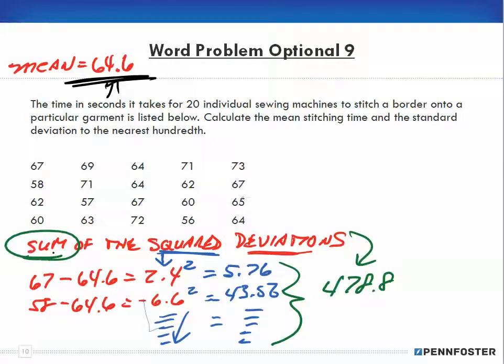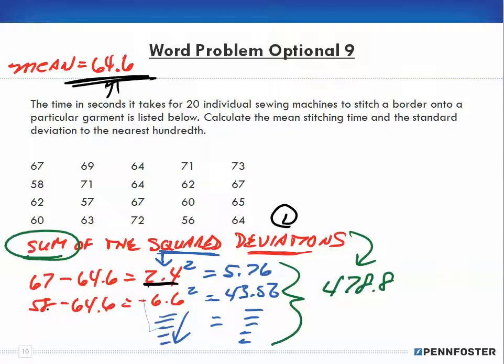But notice that I did this sort of backwards from the way it was written. The first thing I have to do is, what's the deviations? Well, the deviation is how far away from the mean is each data point. So I take 67 minus the mean of 64.6, and that gave me 2.4. Right? I took 58 from 64.